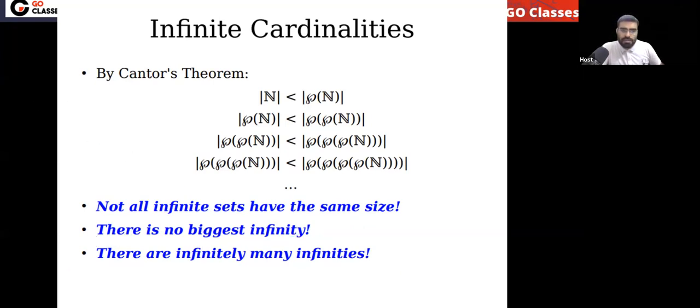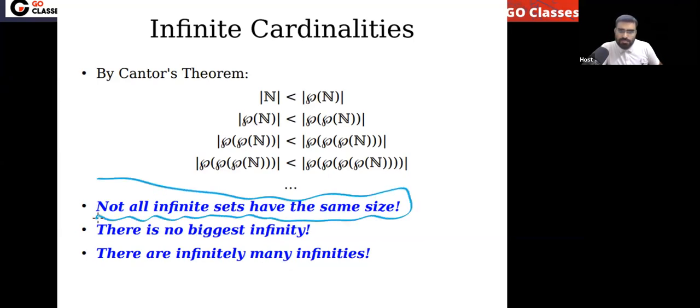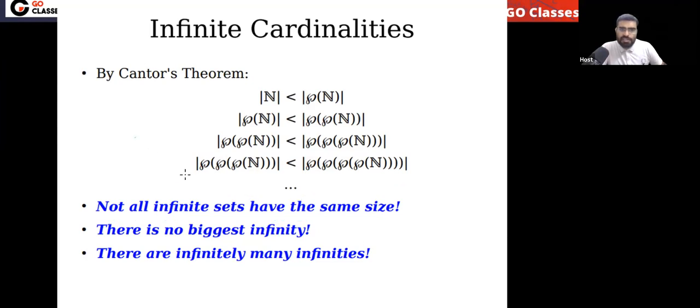Yes or no? Because this will keep going, keep going, keep going. There is no biggest infinity. You don't have any biggest level of infinity because there are infinite levels of infinity. You can see not all infinite sets have the same size. So this is the idea. I hope you understood. Now let's see this question.